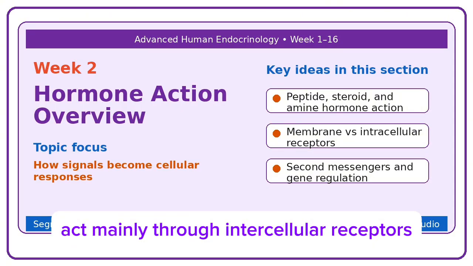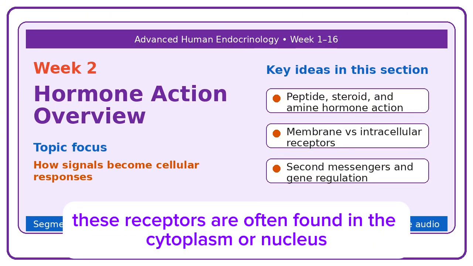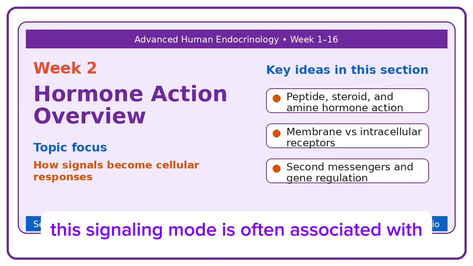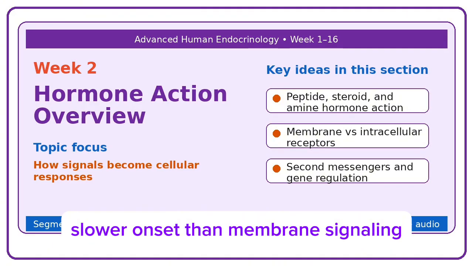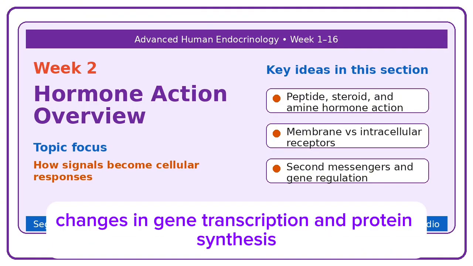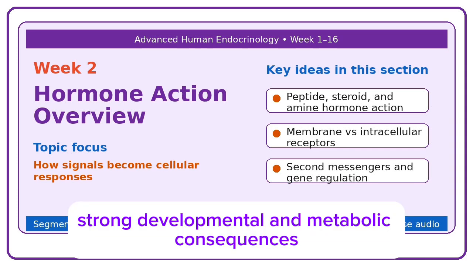3. Intracellular receptors. Hormones that are sufficiently hydrophobic, such as many steroid hormones and thyroid hormones, act mainly through intracellular receptors. These receptors are often found in the cytoplasm or nucleus and commonly function as ligand-activated transcription factors. This signaling mode is often associated with slower onset than membrane signaling, longer-lasting effects, changes in gene transcription and protein synthesis, and strong developmental and metabolic consequences.